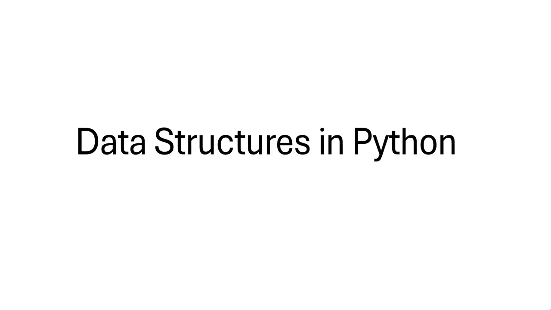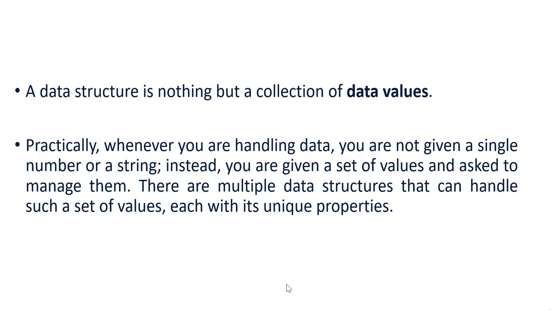Now we will extend our discussion to the data structures in Python. A data structure is nothing but a collection of data values. Practically, whenever you are handling data, you are not given a single number or string. Instead, you are given multiple sets of values and asked to manage them. There are multiple data structures in Python that can handle such a set of values, and each of them has unique properties.